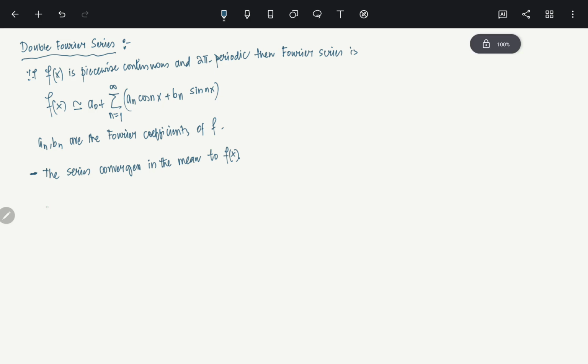And of course we also talked about, but again did not prove, that if f is continuously differentiable, C1, then the convergence is uniform.